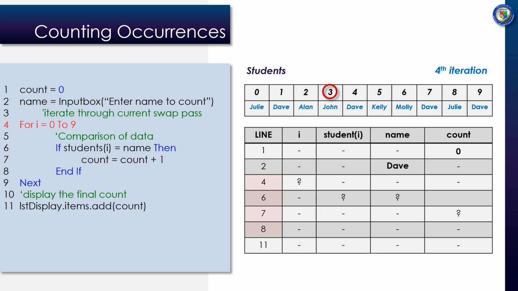Again, back round the loop. This time it's 3. Student I, that element in index 3, we have the value John. Comparison, our counter remains at 1. Again, our next iteration of the loop, I becomes 4. At student 4 we have the value Dave, that is our search value of course, so therefore at line 7 we will increment our counter now to 2.